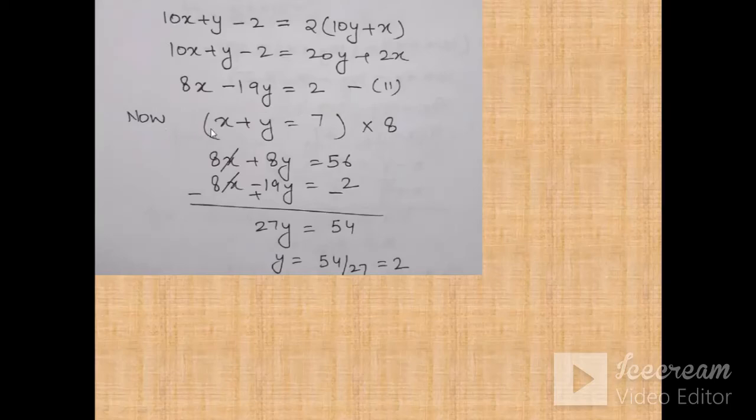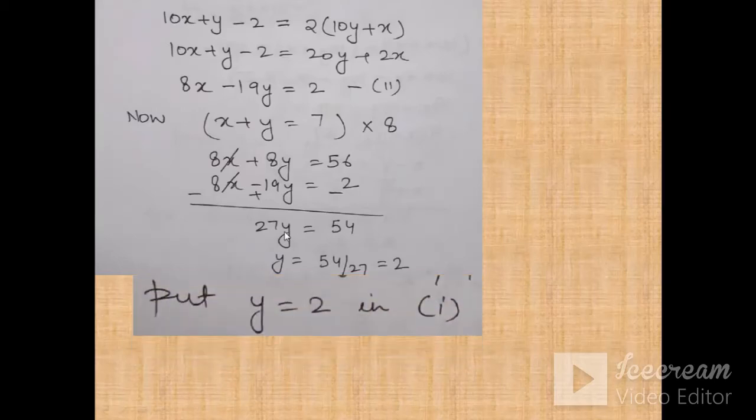So now x plus y is equal to 7 was our first equation. Now what we are doing, we are equalizing the coefficient of x in the first equation. So here it is 8, so I will multiply this whole equation by 8. So it becomes 8x plus 8y is equal to 56. Next we will put these two equations together and we will subtract it. After subtracting we will get 27y is equal to 54. So y is equal to 2.